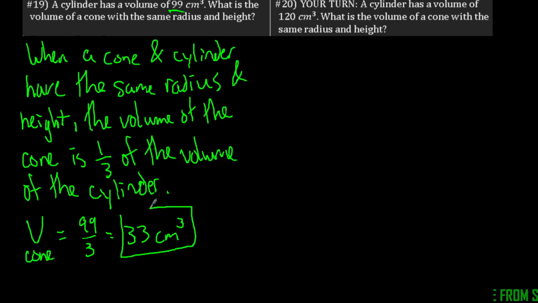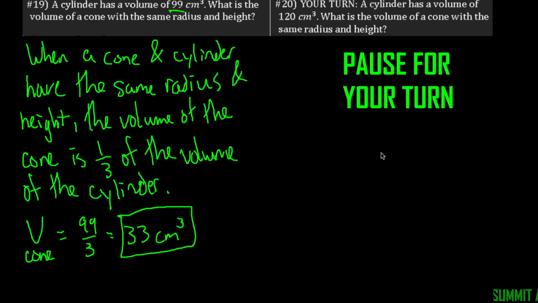So make sure you can just use that simple arithmetic for yourself. And for that last one, it says a cylinder has a volume of 120 centimeters cubed. What is the volume of the cone with the same radius and height? So find that new volume by taking it divided by 3. Make sure you can check with me, ask questions as they come up.